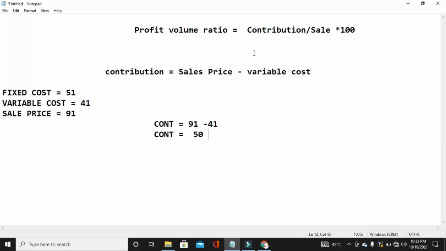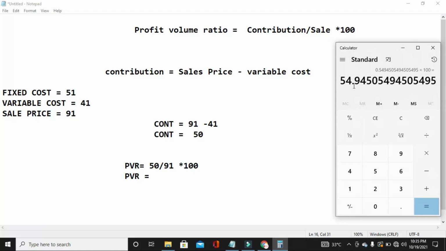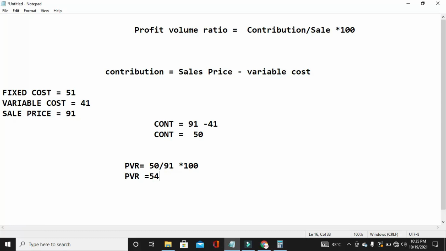Let's calculate the profit volume ratio, because we have determined the contribution, and now we need to divide this contribution over total sales. So let's calculate the profit volume ratio. The figure of contribution is 50. 50 divided by the sales price, so the sale price here is 91. We divided it by 91, and now we will multiply that amount with 100. So the profit volume ratio is 54.94. It is our profit volume ratio.